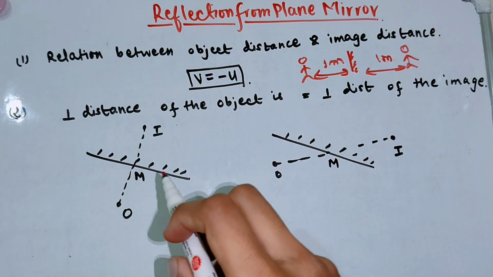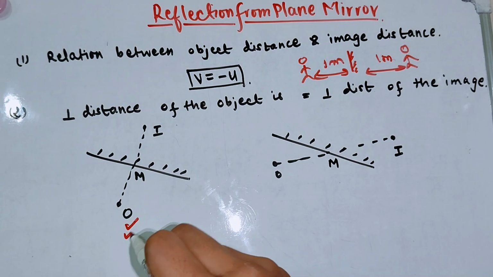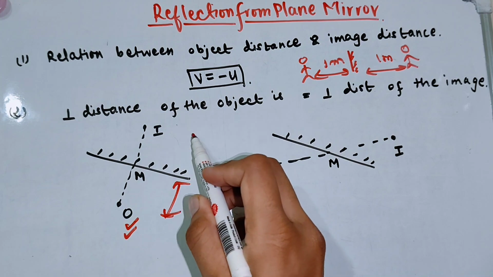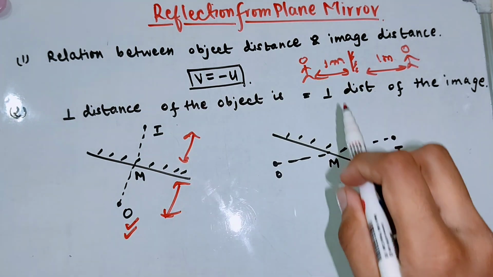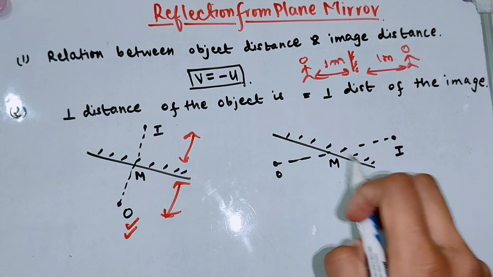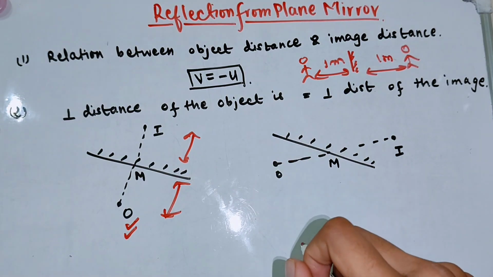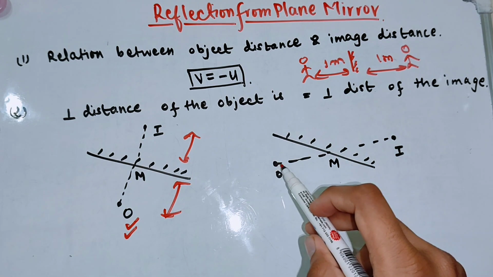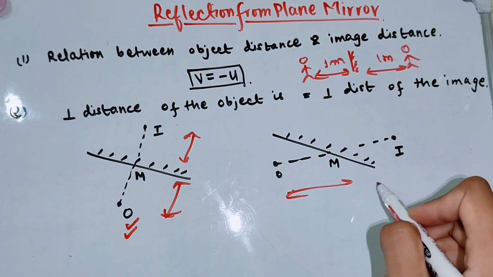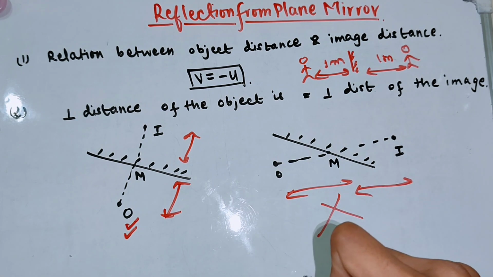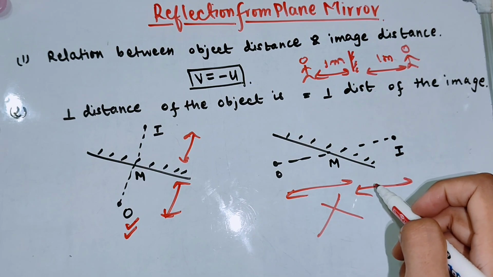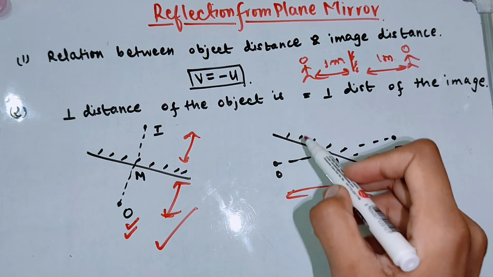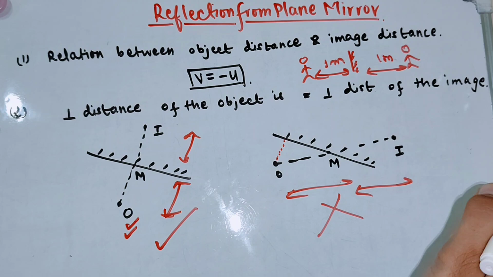Let us understand this through two cases. Let's say that I am standing over here, or this is the object that is here. Now this perpendicular distance will be equal to this perpendicular distance. But if the mirror is tilted like this and the object is kept over here, I cannot just draw a straight line and say that this and this are equal. No, that's not correct. The perpendicular distance is equal. So this is right and this is wrong, because this is not the perpendicular distance, this is the perpendicular distance.